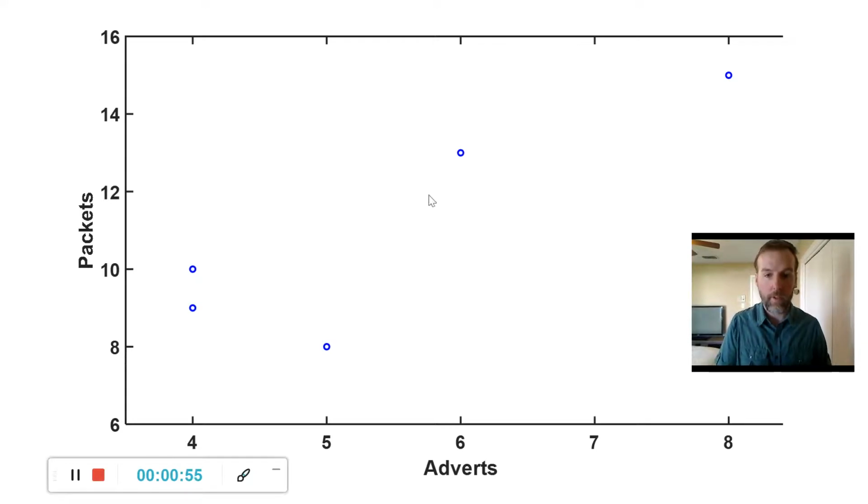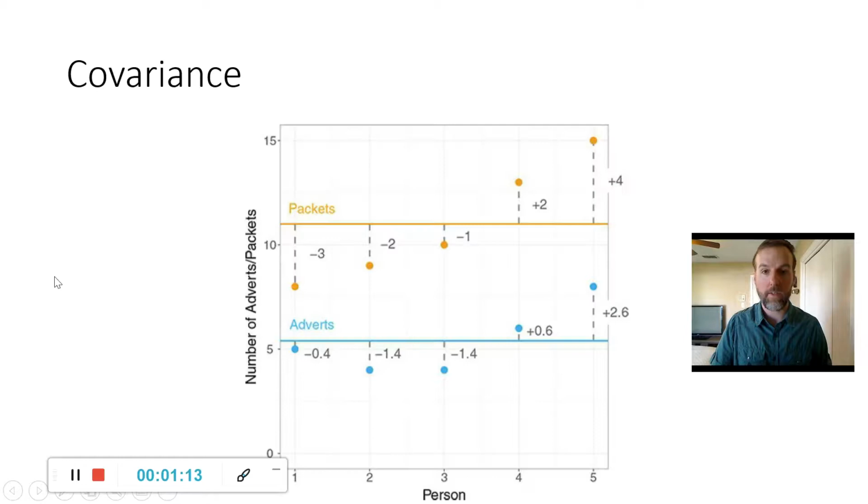So for example, if we look over at 5 adverts, if we look up, we can see there's one circle there. So this participant saw 5 advertisements, and it looks like they bought 8 packets of candy. So we're going to be using those values in these calculations.